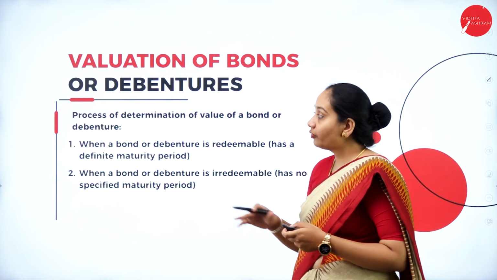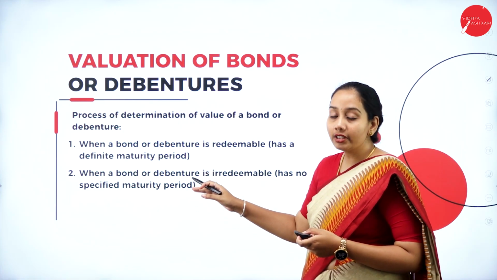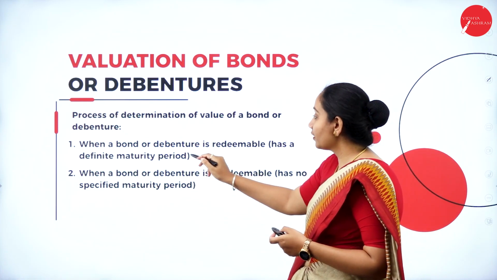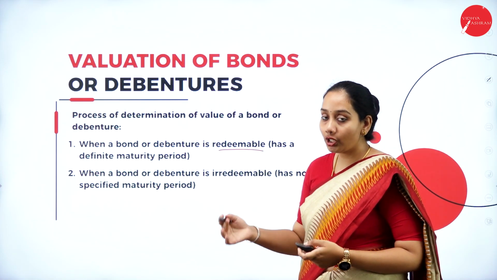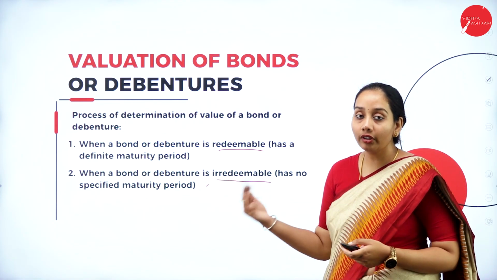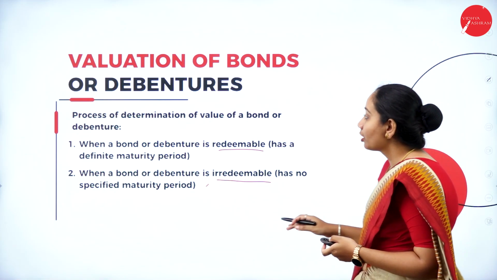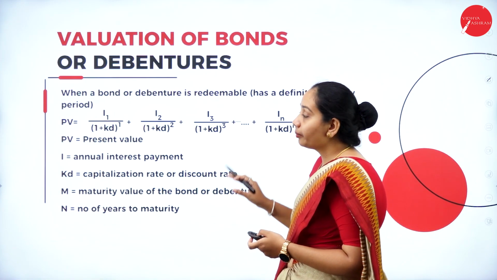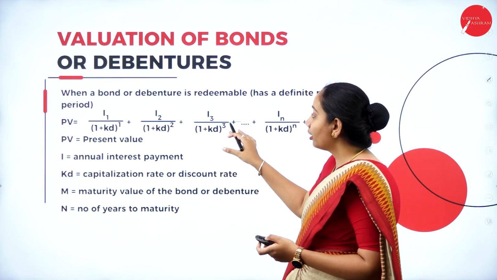Next is about valuation of bonds and debentures. We have two types of methods that we are going to calculate. First is when the bond or debenture is redeemable, that means it is going to have a proper maturity period. And when the bond or debenture is irredeemable, that is, it is not going to have a specific maturity period or maturity value. Starting with when the bond or debenture is going to have a specific maturity value, that is the redeemable one.